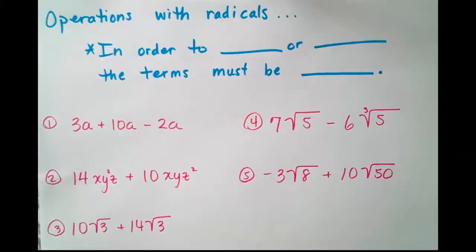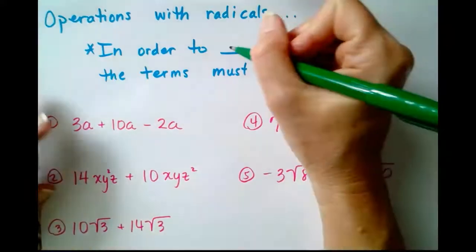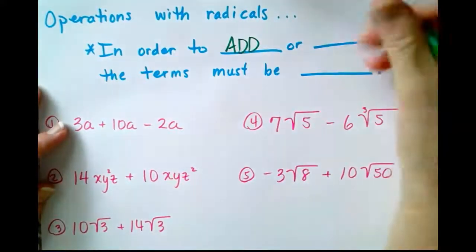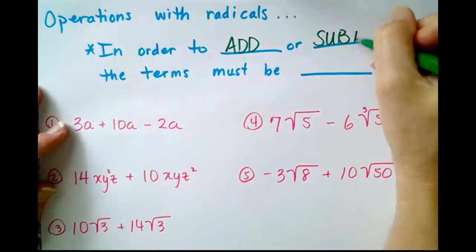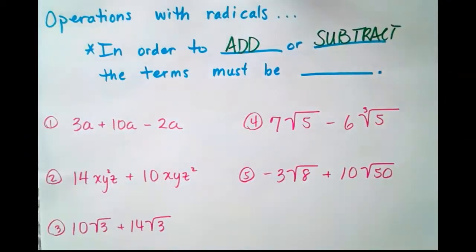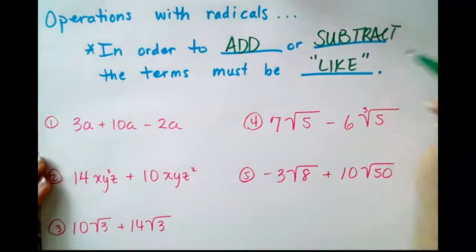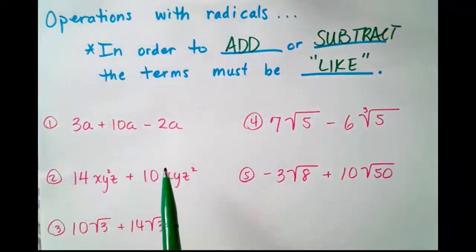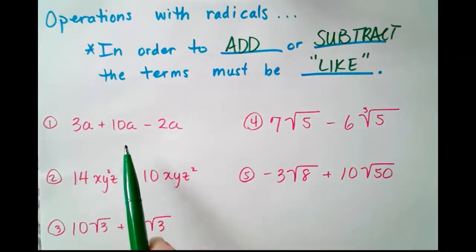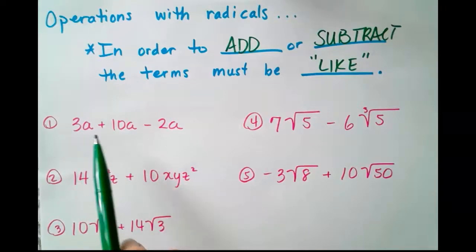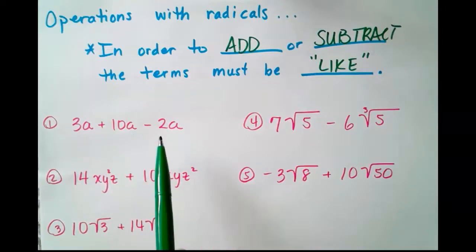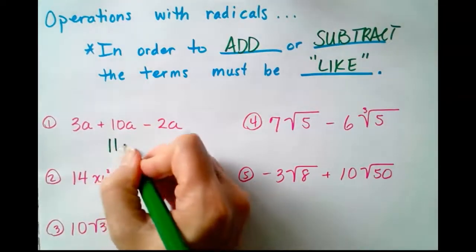This video is about operations with radicals. In order to add or subtract radicals, the terms must be like terms. So we've seen that many times before in combining simple like terms like 3a, 10a, and negative 2a. So 3a plus 10a is 13a minus 2a is 11a.